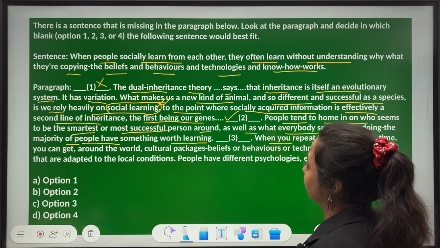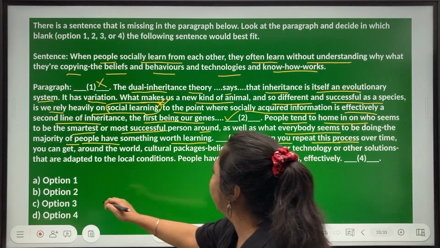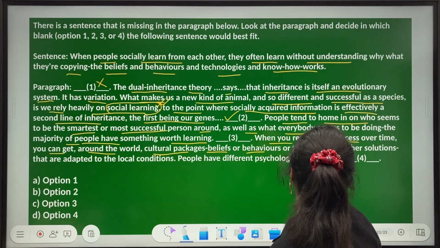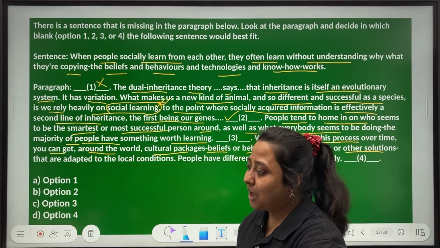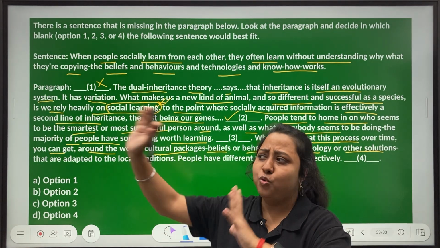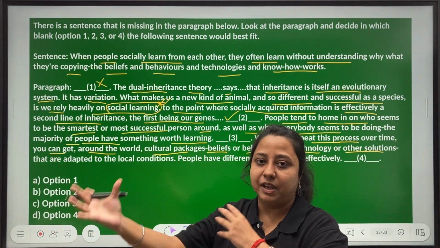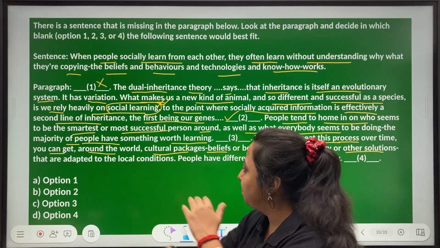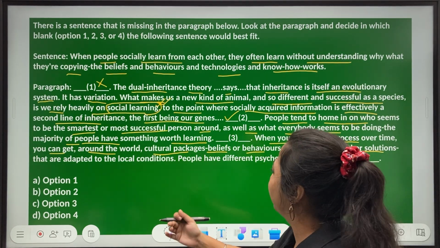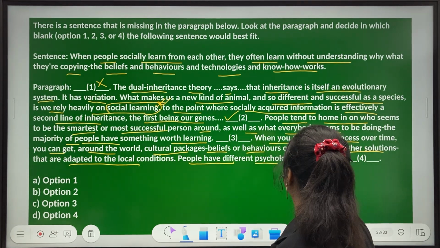When you repeat this process, अभी learning start तो हो गया है, अब now repetition start हो रहा है. When you repeat this process over time, you get what are called cultural packages, beliefs or behaviors or technology or other solutions. So बार बार जब ये चीज repeat होती है ना, you keep copying, people around the world, whoever they admire, they are just unconsciously picking up their habits, their ways of living, how they are leading their life. So ये जब बार बार repeat होती है around the world, so we get this huge mix of cultural packages, beliefs, behaviors that are adapted to the local conditions. So people have different psychologies effectively.